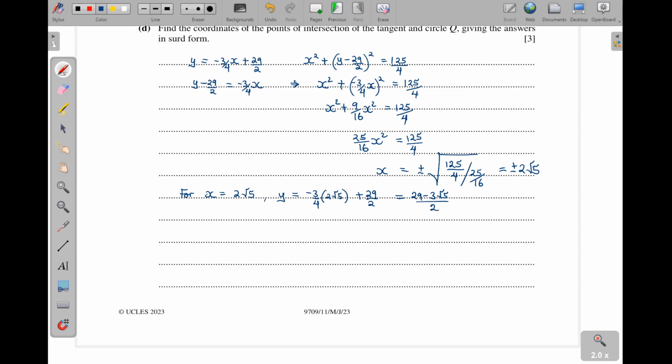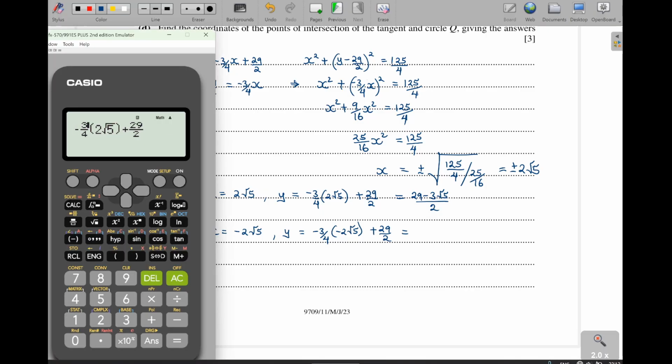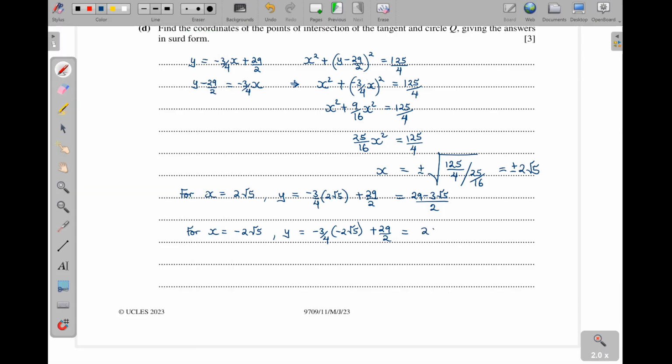Then for x equal to negative 2 root 5, what will be y? Negative 3 over 4, then negative 2 root 5, then plus 29 over 2. I think it is just going to change the sign also. So let's just change the sign here. The rest is the same. So we have 29 plus 3 root 5, all over 2.